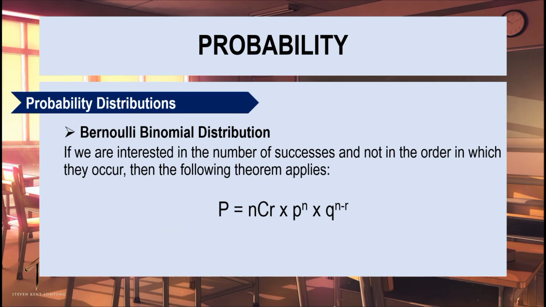If we are interested in the number of successes, so take note of this, the number of successes and not in the order in which they occur, then the following theorem applies. We have P is equal to nCr, or n combination of r taken at a time, multiplied by p raised to r, where p is the probability of success, and also multiplied by the probability of failure, which is q, raised to n minus r.